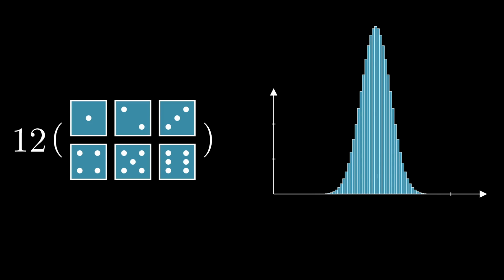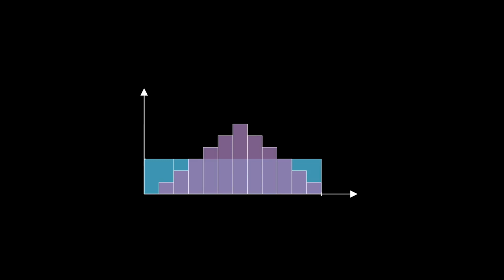Now, there's a bit of a caveat to these distributions I've been showing you. I'm not actually plotting the probability of getting each outcome on the y-axis, but I am plotting something analogous to the probability.